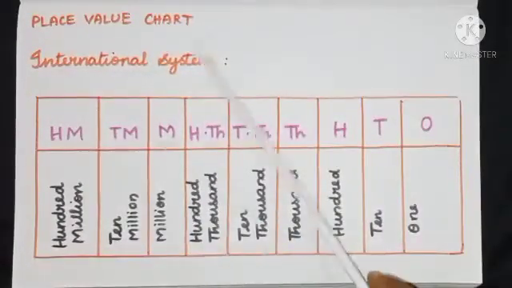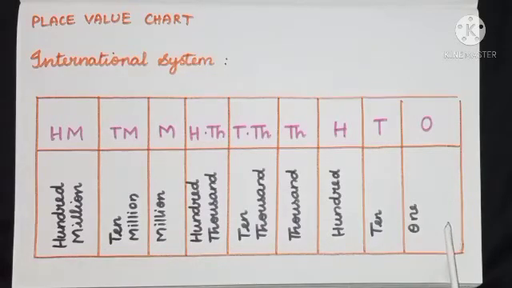Now let us see the place value chart for the international system. Ones, tens, 100, 1000, 10,000, 100,000, million, 10 million, 100 million, and then billion, 10 billion, 100 billion. It goes on. Similarly, the ones place can be represented by the letter O, tens place T, hundreds place H, thousands place TH, 10,000s place TH, 100,000 place HTH, million M, 10 million TM, 100 million HM.